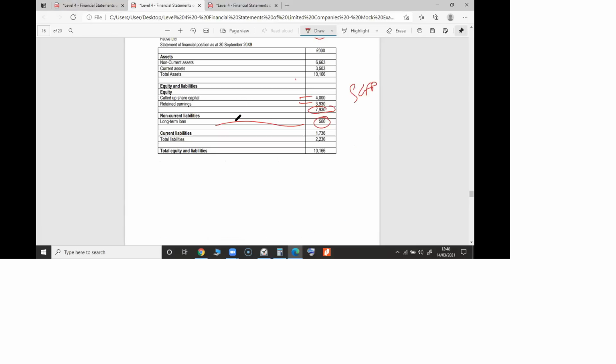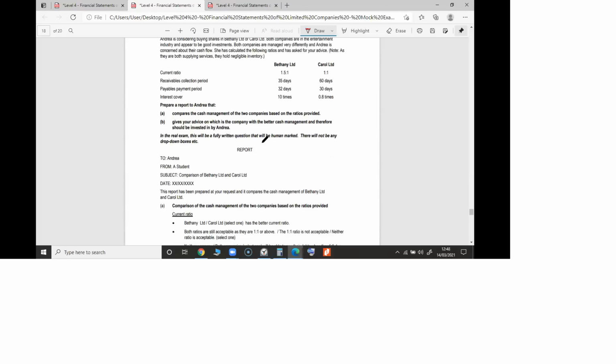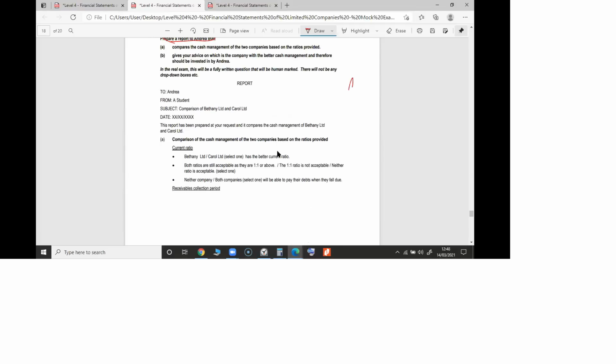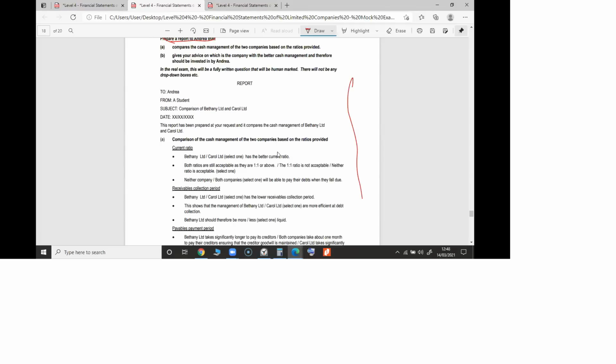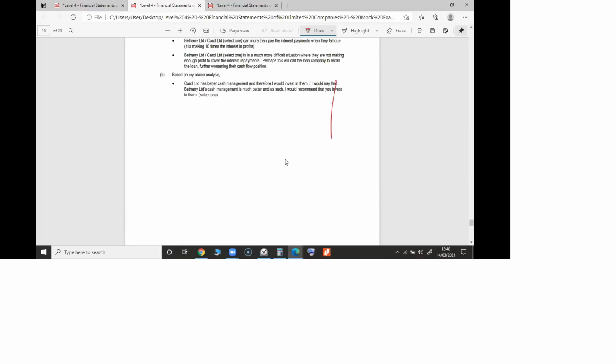Ratio analysis, but describe it. Let's go to question number 8, task number 8. I like to read the requirement first. I can see there's some information, but let's read the requirement. Prepare a report. Yeah, it's a report. In the exam it will not be given for you; you need to write a report, and everything you need to write.